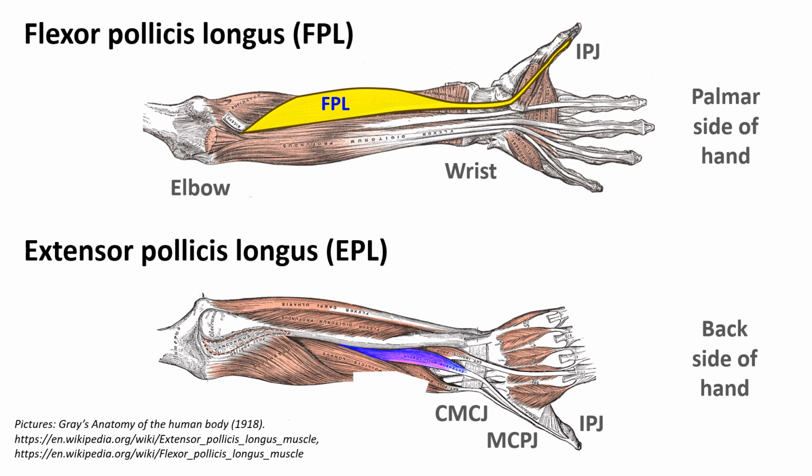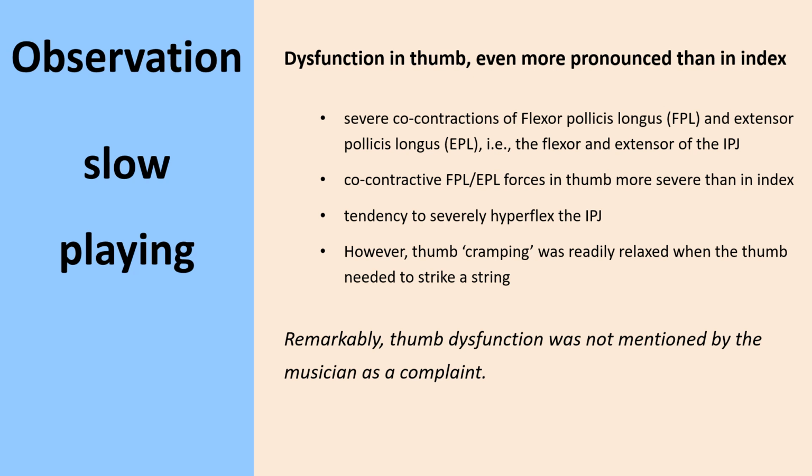The IP joint is extended by the extensor pollicis longus, noted as EPL. The EPL muscle body arises at the back of the forearm. Its tendon crosses the wrist dorsal to the CMC joint and runs at the extension side of the MCP and IP joints to insert in the end phalanx. With this nomenclature, the functioning of the thumb in the video of slow playing can be described. The video showed dysfunction in the thumb that was even more pronounced than in the index.